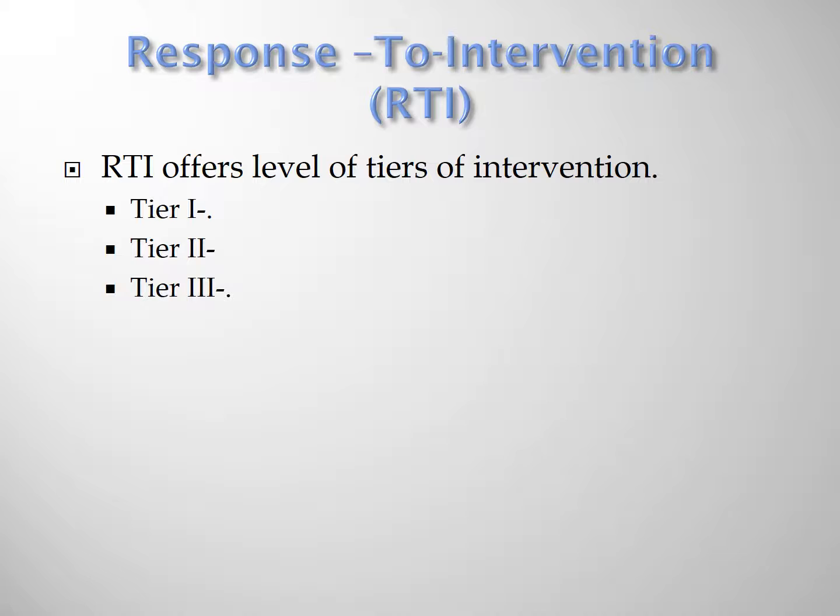In Tier 1, it's high-quality classroom instruction in general education, screening, and group interventions. Tier 2 is a more targeted intervention. Students not making progress in Tier 1 in the general education classroom get more intense instruction in a smaller group. In Tier 3, students receive more individualized instruction.